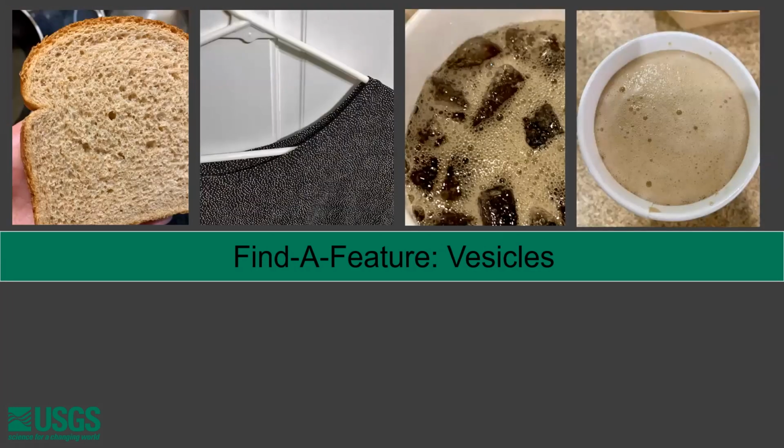Here are a few that I've found to include a loaf of bread. You can see that the gas escaped during the baking process of that bread and the holes are left behind. An active process of degassing in a soda or in a latte, or perhaps something that just reminds you of that, such as a piece of clothing, in this case, a shirt that happens to have lots of little things on it that look like vesicles.